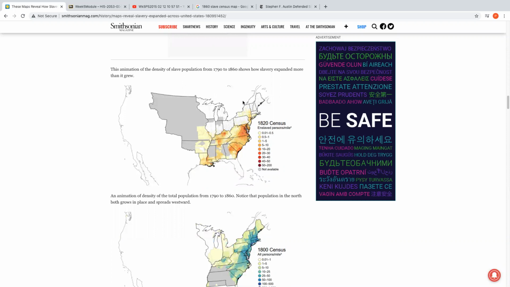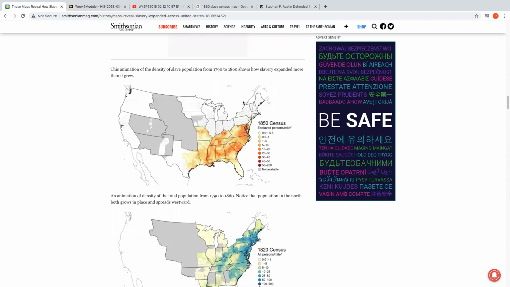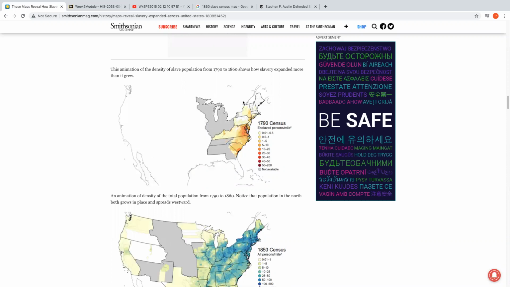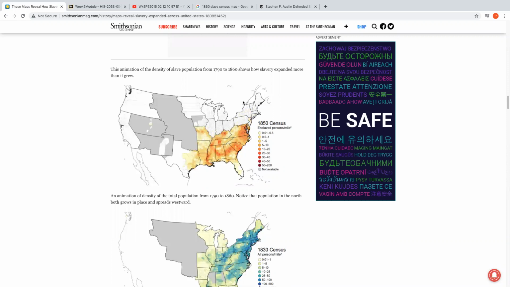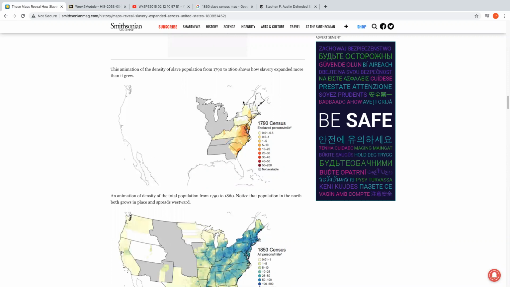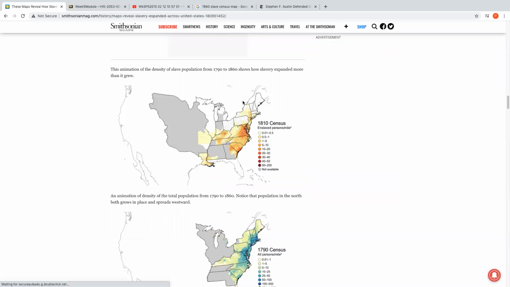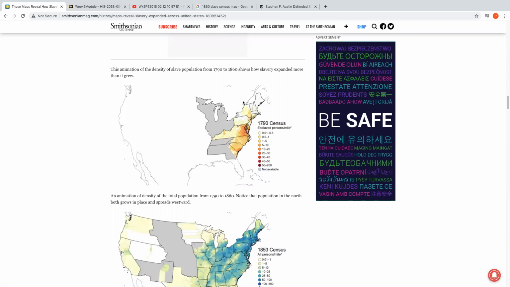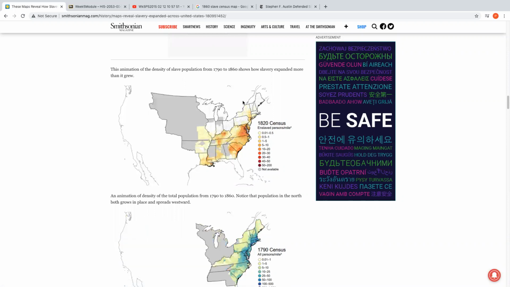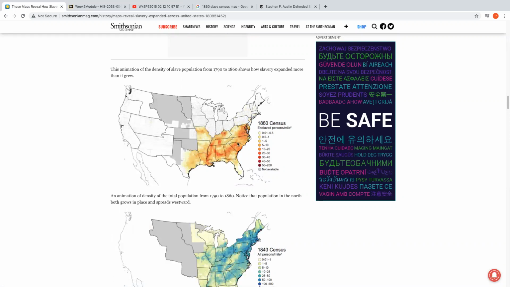I'm recording. This is a map from the Smithsonian Magazine, and I posted this URL. It's a really fantastic map, and it's interactive. What it does is show the growth of slavery, how slavery moved from the Upper South, places like Virginia and the Carolinas, Maryland, but especially Virginia, into Texas.